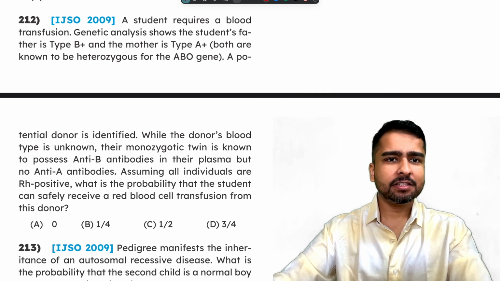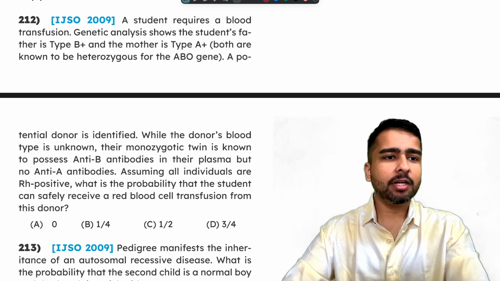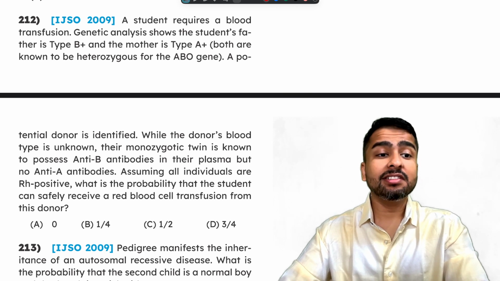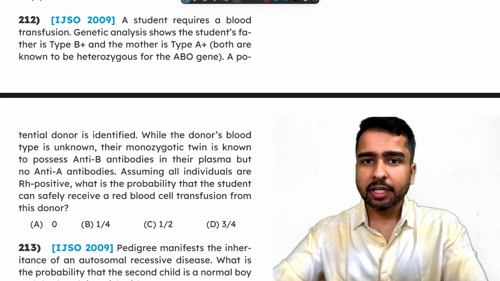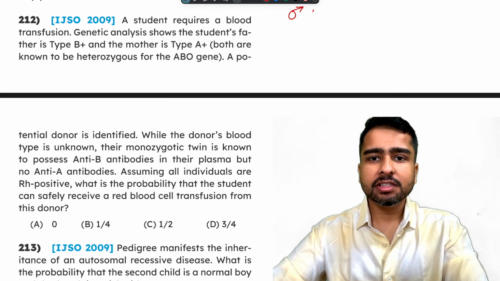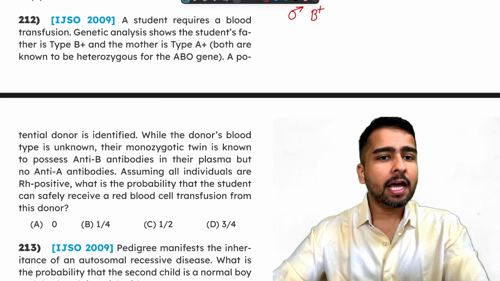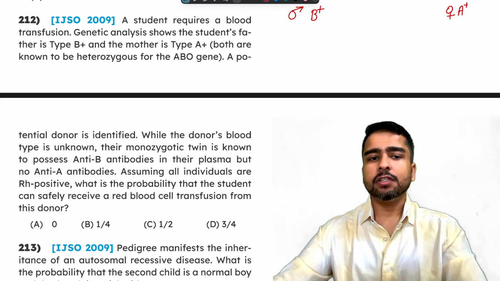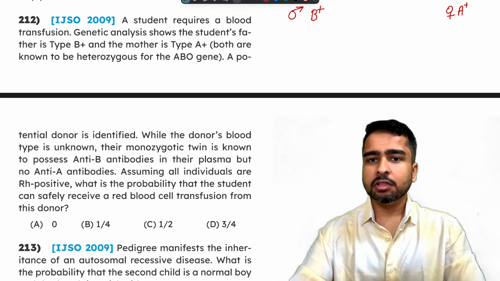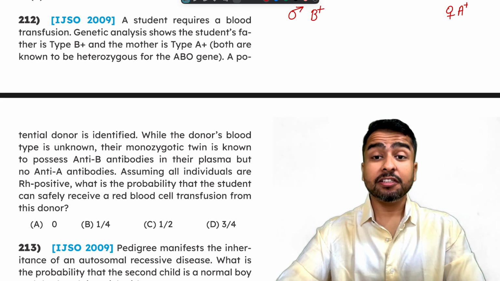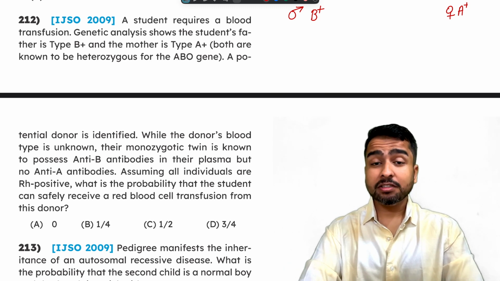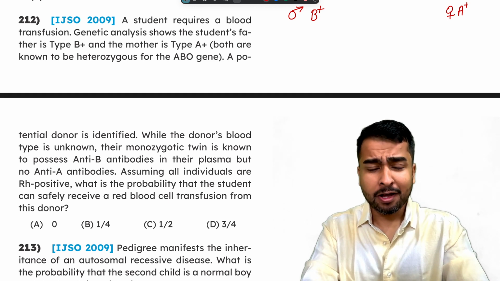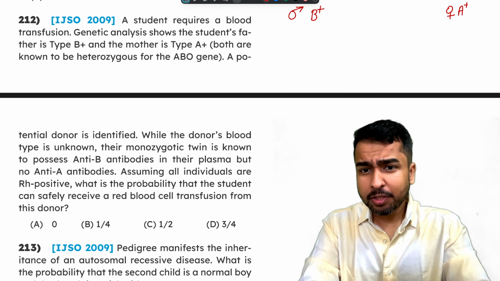Now, let's begin. A student requires a blood transfusion. Genetic analysis shows that the student's father is type B plus. So let's start with the father. The father is type B plus and the mother is type A plus. The first moment you start reading the question, you see that there is A and plus, B and plus. That means there are two systems at work, and that would make things complicated.